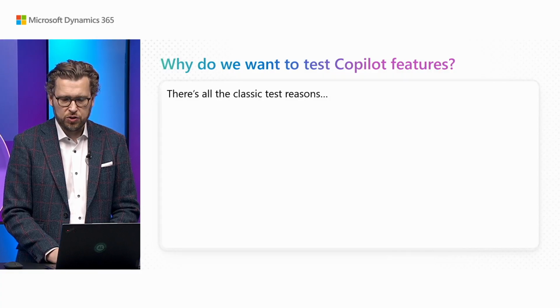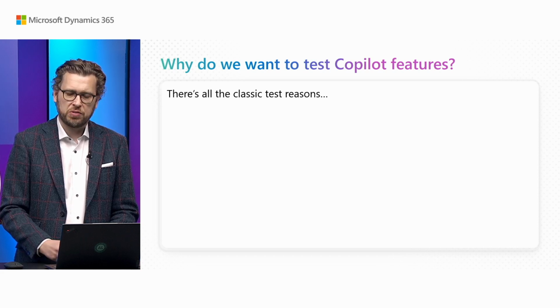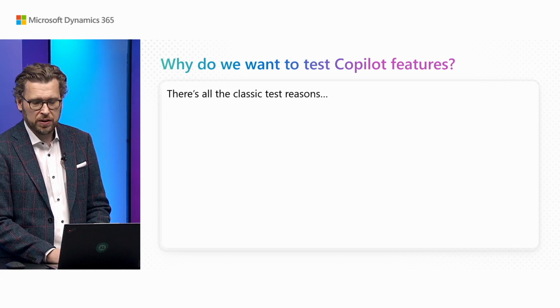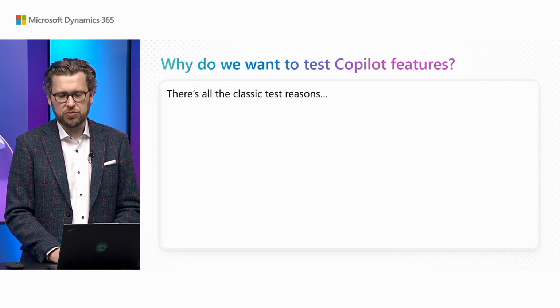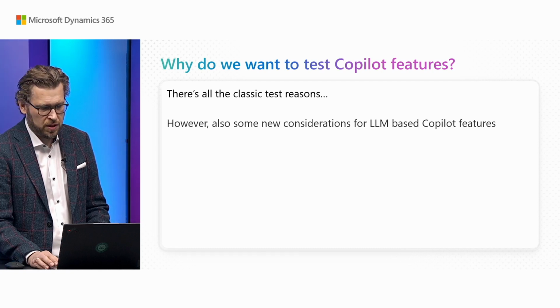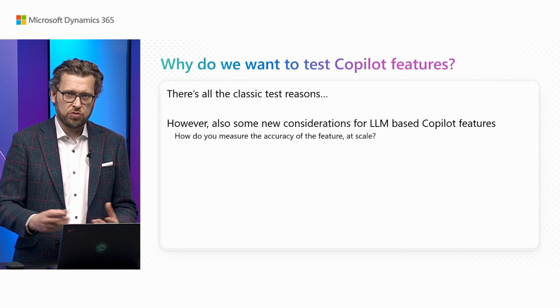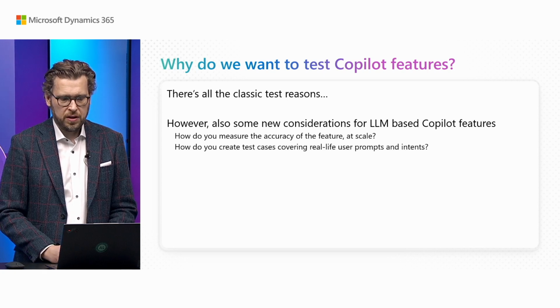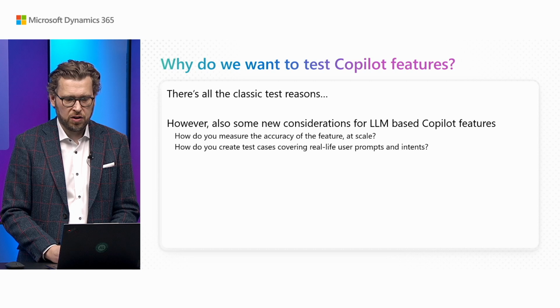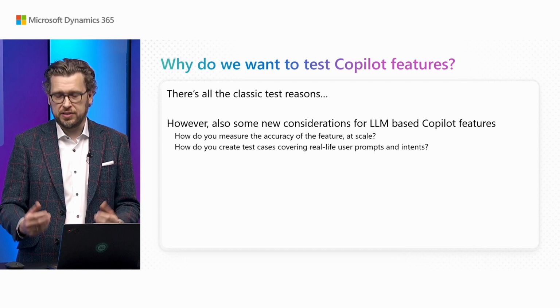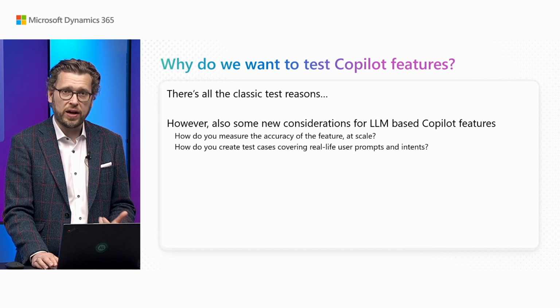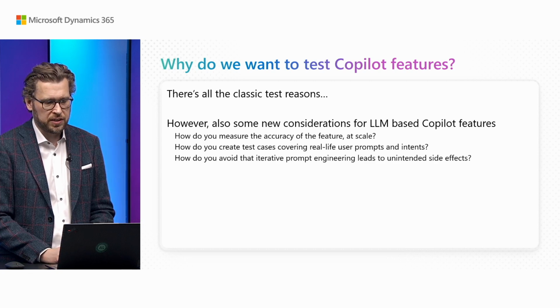Now, in general, you should of course always perform testing. I hope you do that. And there's all the classic reasons for doing so. But there are some new considerations in the world of large language models and Copilot features that require attention due to the high degree of variability involved. So, how do you, for example, measure accuracy of the feature at scale across many different user prompts? How do you create test cases covering real-life user prompts and their intents and ensure that you react correctly to those, following the user's intent?